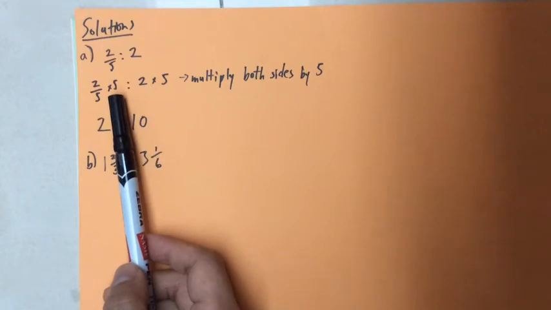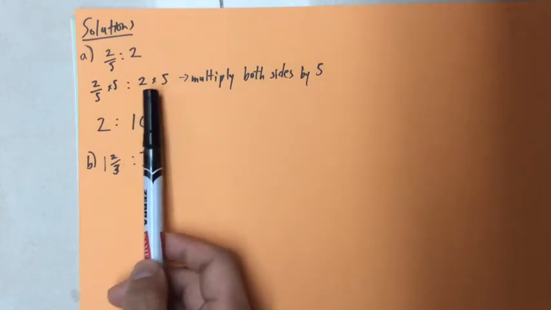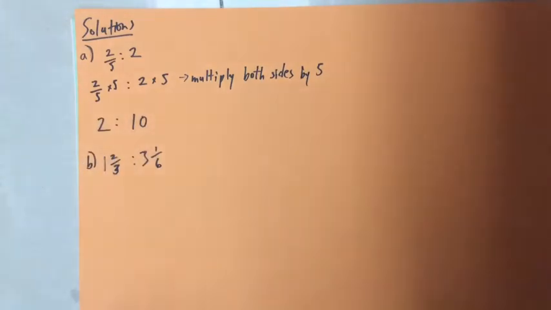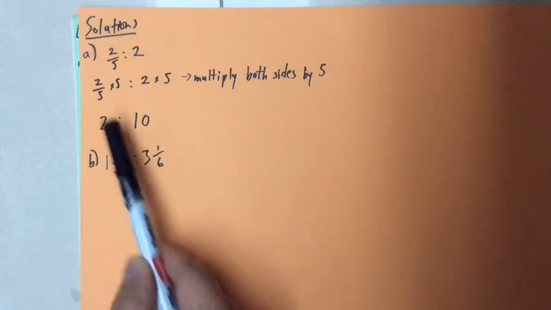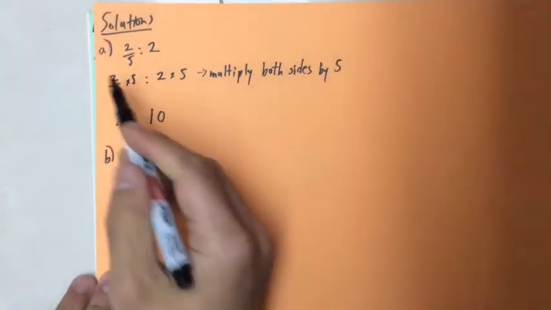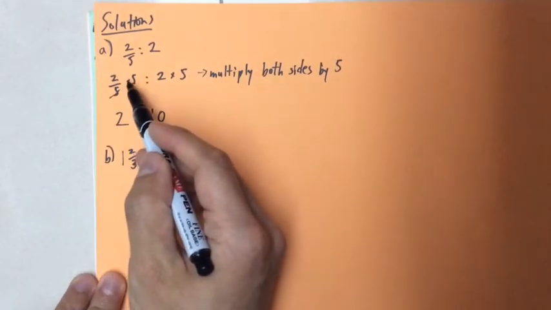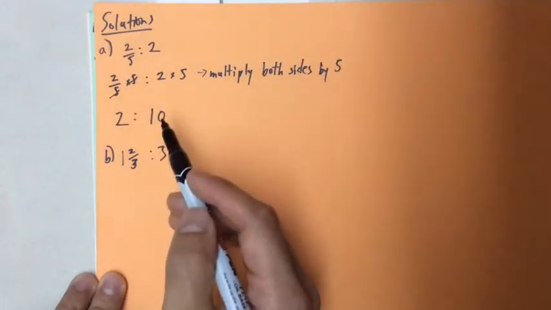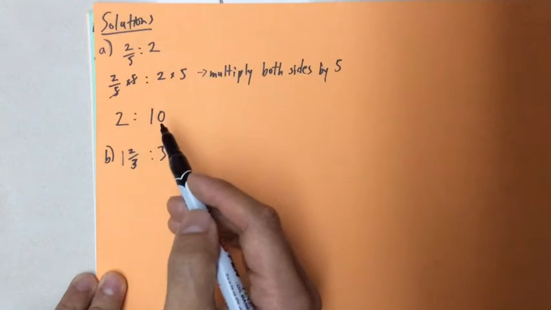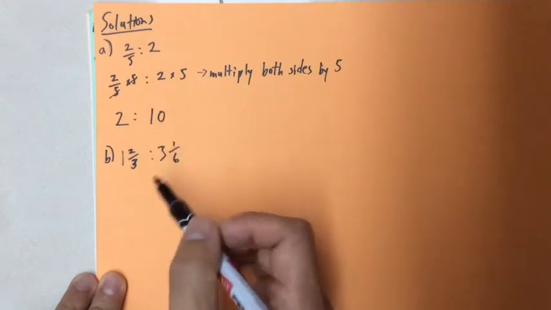Okay, because when you multiply one side by a number, you have to multiply the other side when it's a ratio. So when we multiply 2 over 5 times 5, we get 2. We simply just cross out the denominator. Okay, 2 times 5, of course, is 10. So we have 2 to 10 as the simplified ratio.